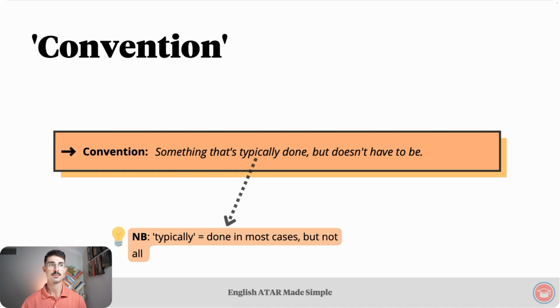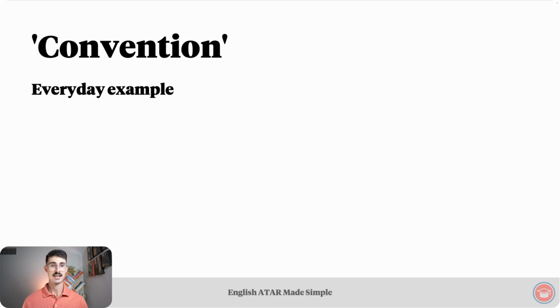And the example that we used in the previous lesson was a non-English ATAR related example, and it was handshaking someone, giving someone a handshake. That is a convention of at least Australian society, Australian culture. When you meet someone, you shake their hand. There's no rule saying that you must do that, but it's something that is typically done. It's conventional.